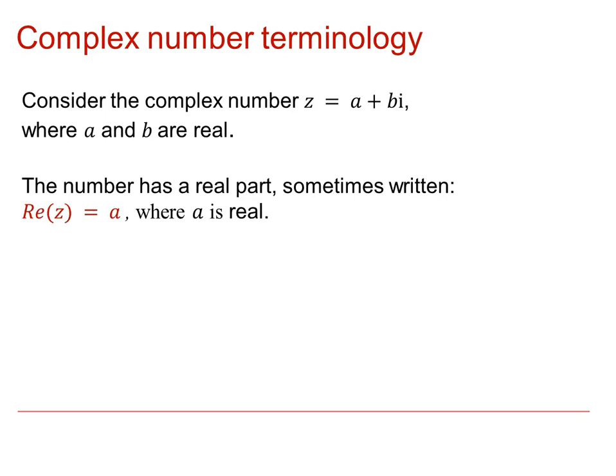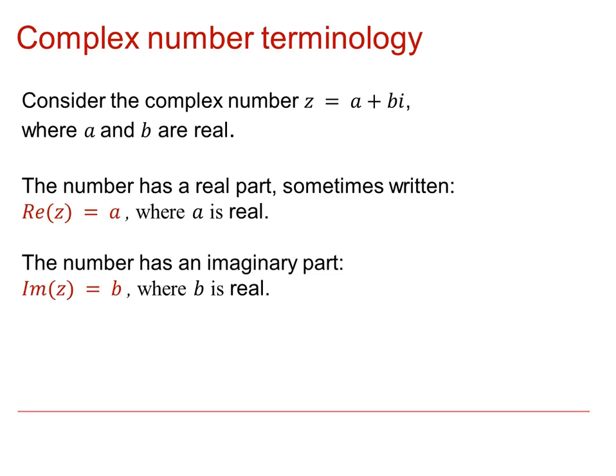The real part of the number, which is often written Re(z), is equal to a, and a itself is a real number. b is what's called the imaginary part of the number, and that's written Im(z). That's equal to b, and b is also a real number. So notice both a and b are real numbers. Some confusion sometimes from students is that they consider the imaginary part to be bi. It isn't, it's the real number b, which is the imaginary part of the complex number.